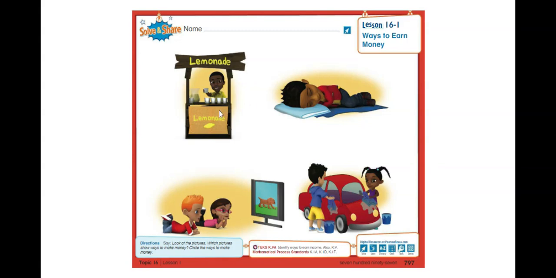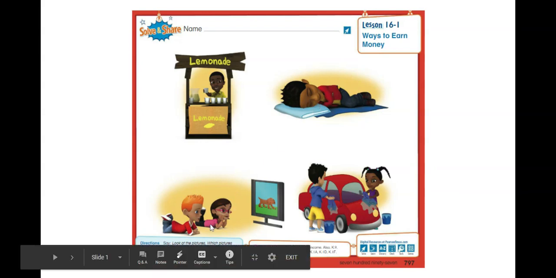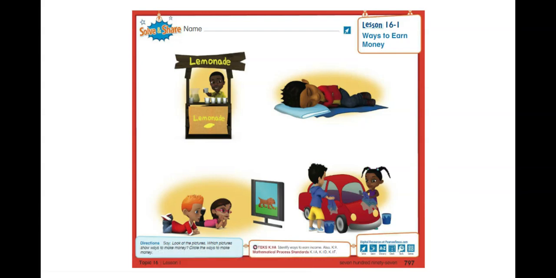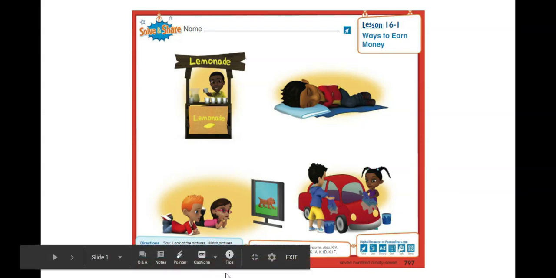At the top, we have a student selling lemonade in a lemonade stand. We have a student taking a nap. Then we have two kids watching TV, and then two kids washing the car. Now, look at the pictures. Which of these pictures show ways to make money? That's what we're trying to find out. Which of these looks like kids that are doing work and trying to earn some money?